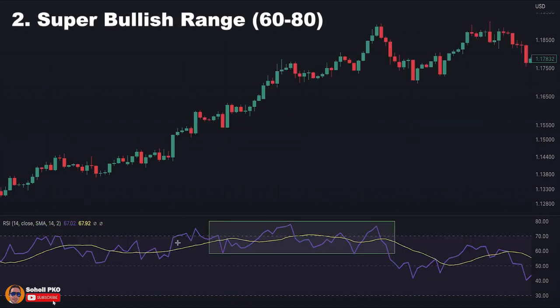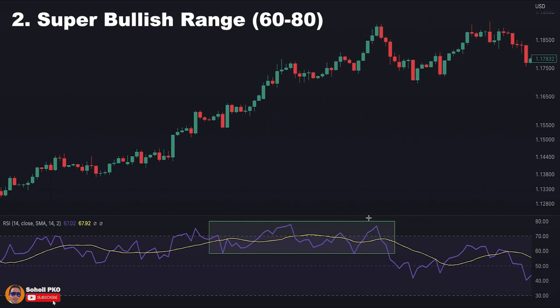The second one is the super bullish range, where the relative strength index is more likely to oscillate between 60 and 80. 60 is considered an oversold level of the market here, and this level is acting as a support level or a demand zone, so when the price reaches around this level, advancing of the price is expected, providing us a good opportunity to buy in the direction of the current trend.